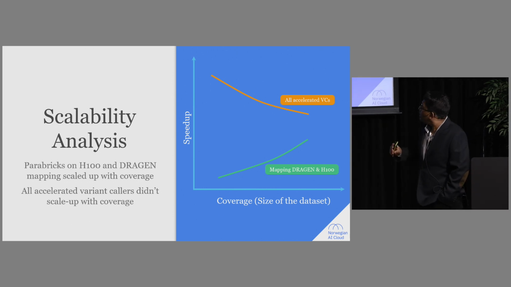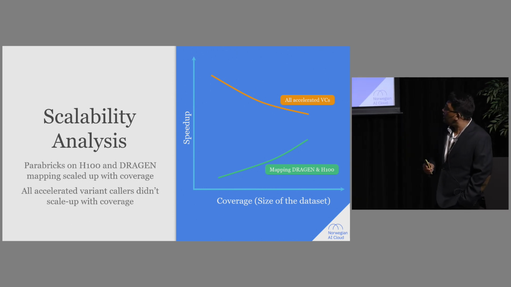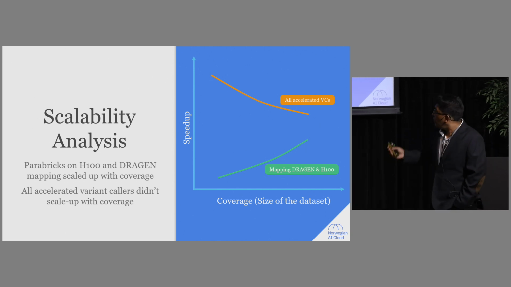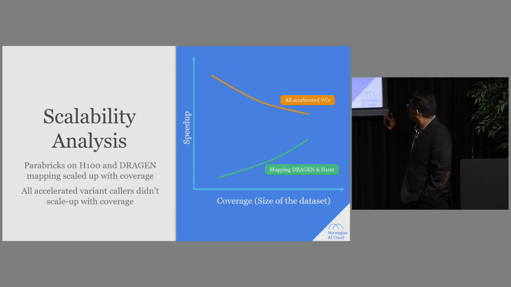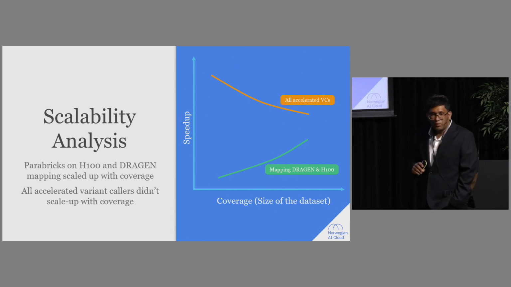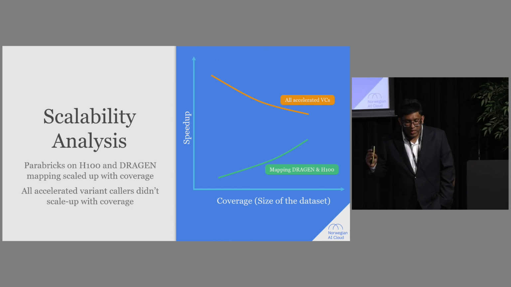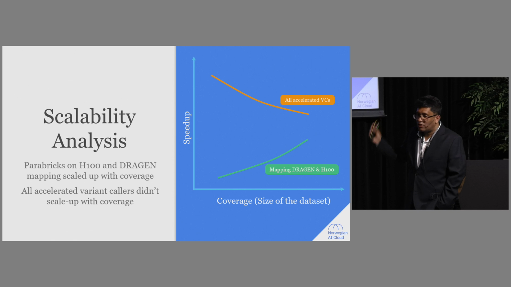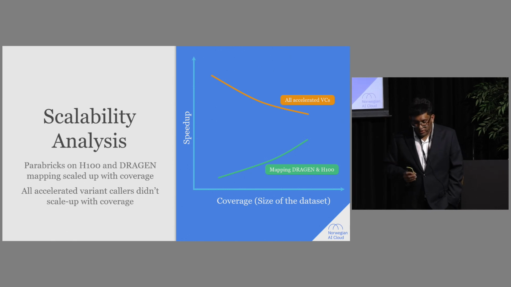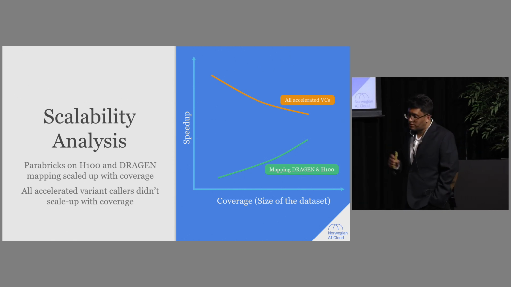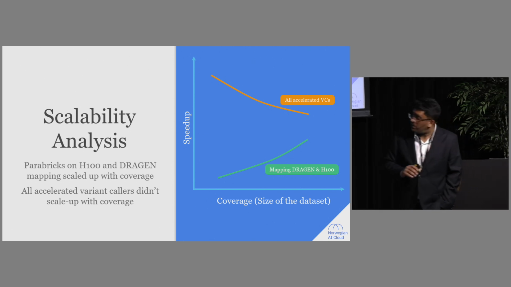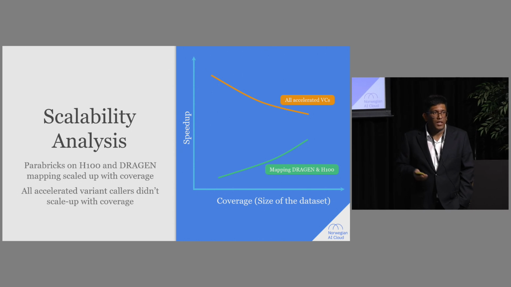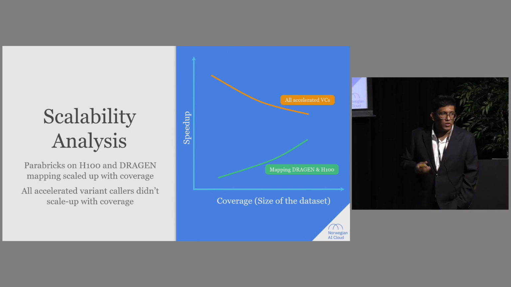So when we studied how speed up varied with this coverage, we could see that during the mapping on DRAGEN and H100 Parabricks, the speed up increased with the coverage. We saw that the mapping on DRAGEN and H100 scaled up with the coverage. However, the variant calling step showed the opposite pattern. The speed up decreased with the coverage. So variant calling was not scaling up with the size of the dataset or coverage of the sample.